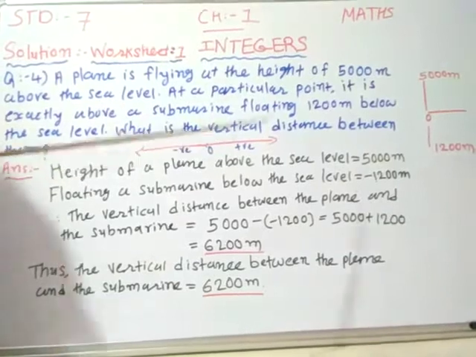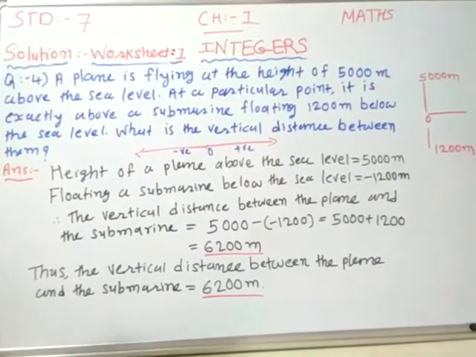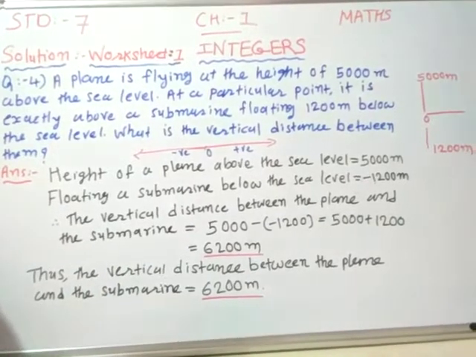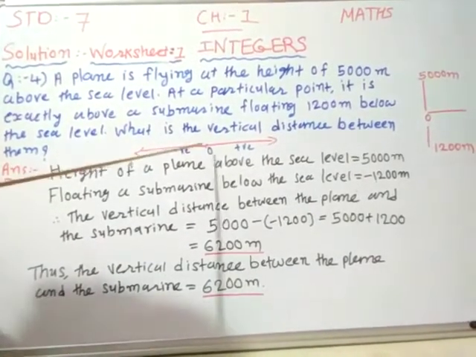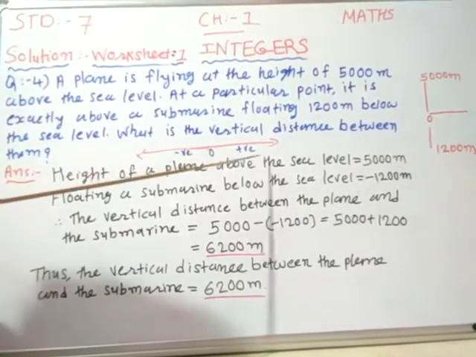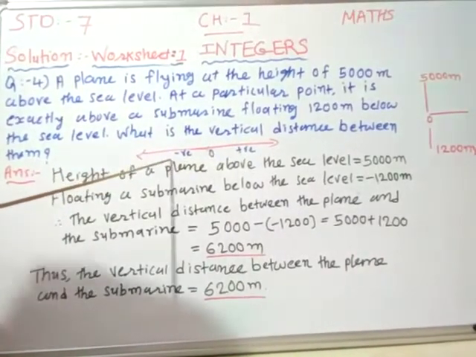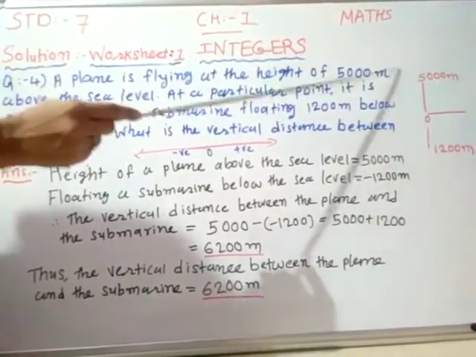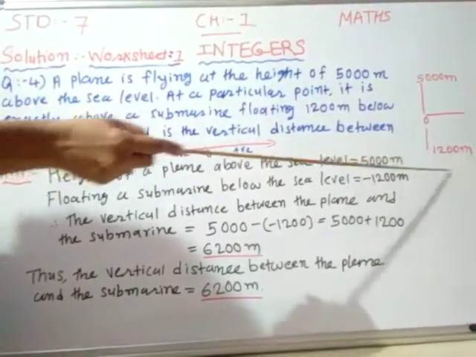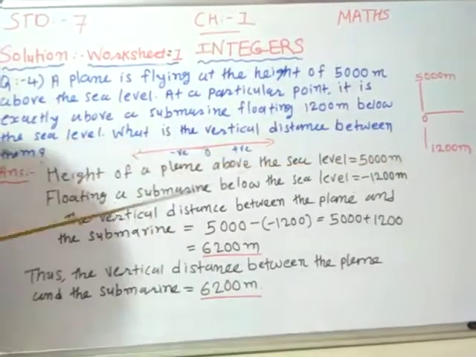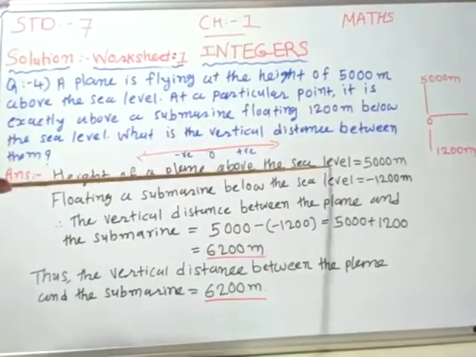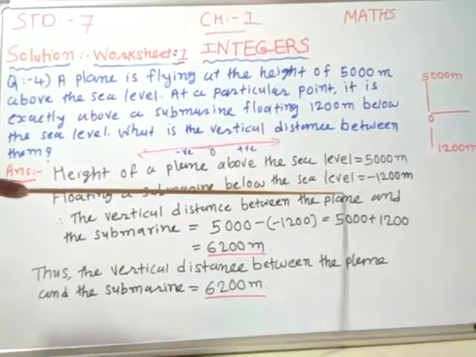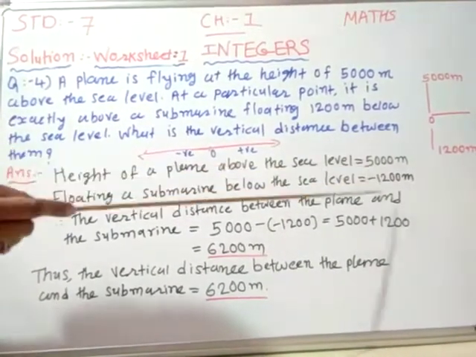When we are finding the distance, we have to do the subtraction. But just observe one more thing. I already explained the number line in the last session. So what is the number line? That is your 0 point. The right side is positive and the left side is negative. Similarly, it is a 0 point, above it 5000 is positive, and below it is negative. So the height of the plane above the sea level is equal to 5000 meters. But the submarine floating below the sea level is minus 1200 meters.